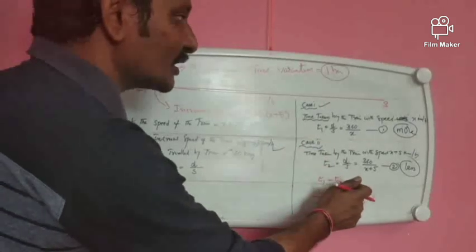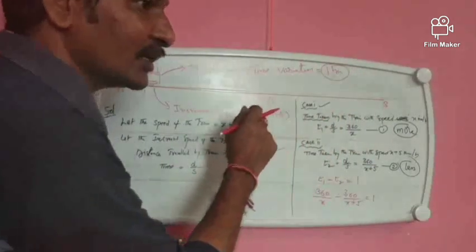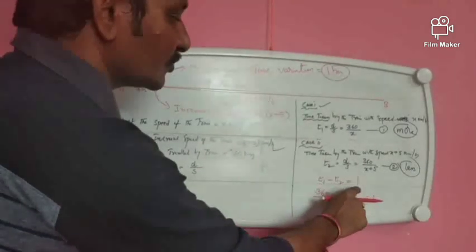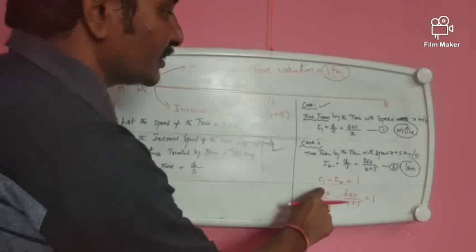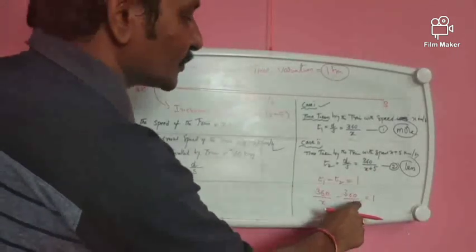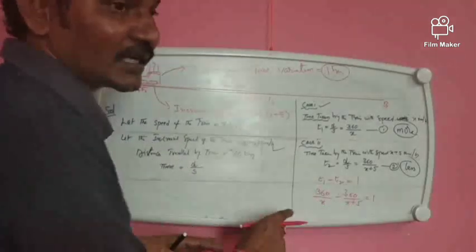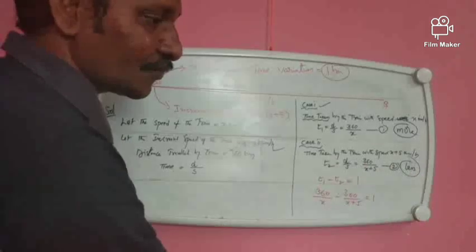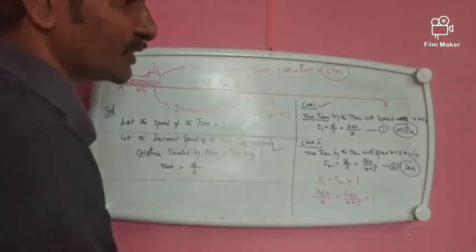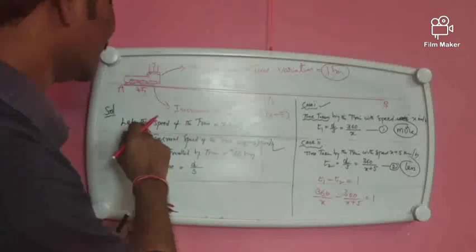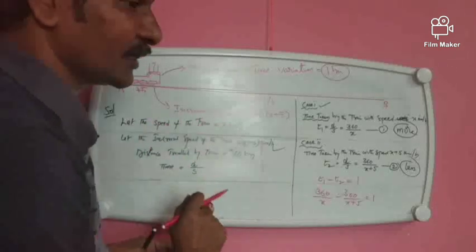How did you get 1 here? In the problem it was given that the time variation is 1 hour. So T1 minus T2 equals 1, that is 360 by x minus 360 by x plus 5 equals 1. Now this is the required quadratic equation. I will convert this quadratic equation into standard form, and then I will find the value of the speed. I will find the speed of the train. Okay.